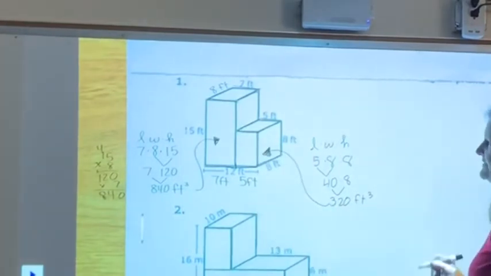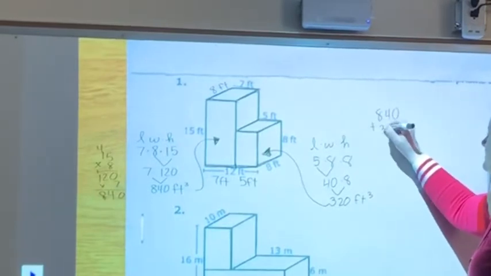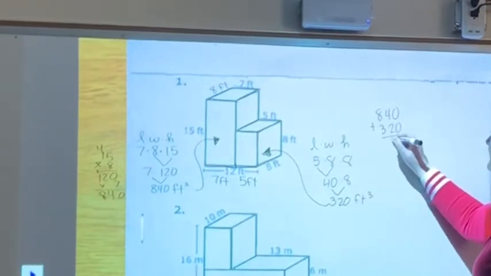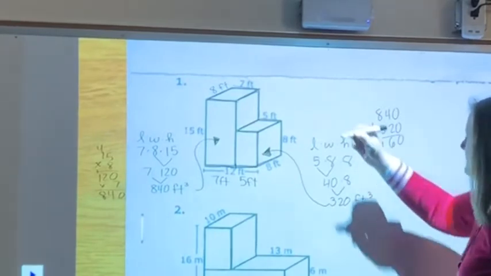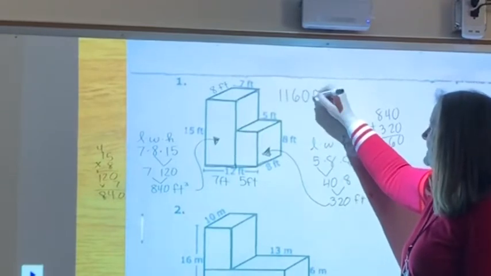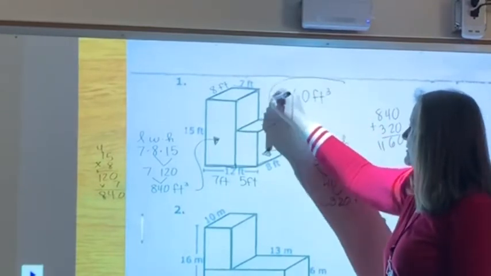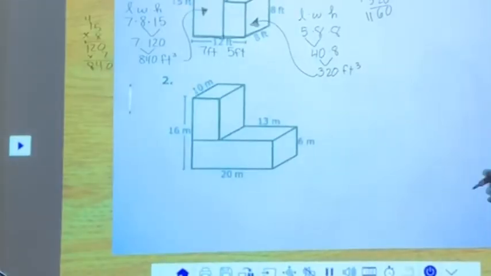So now we're going to add the two of those together. We've got 840 plus 320 will give us a total then for the two rectangular prisms together, 1,160 feet cubed.